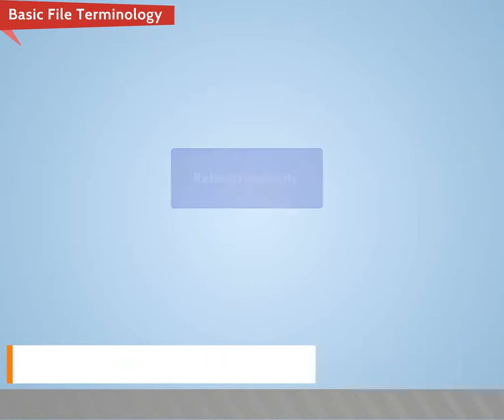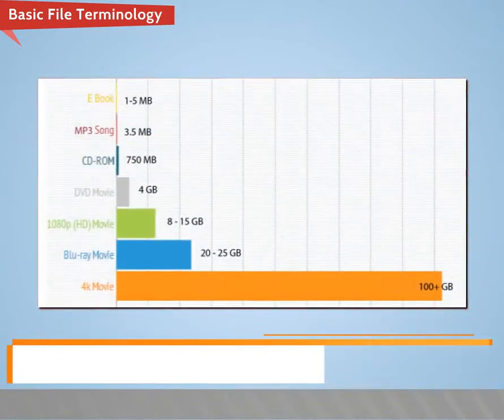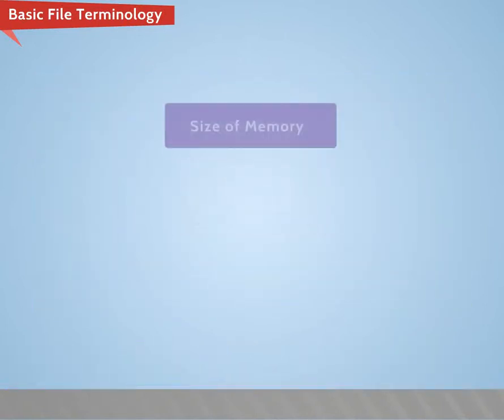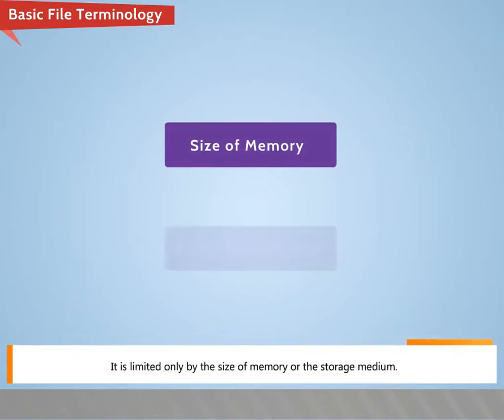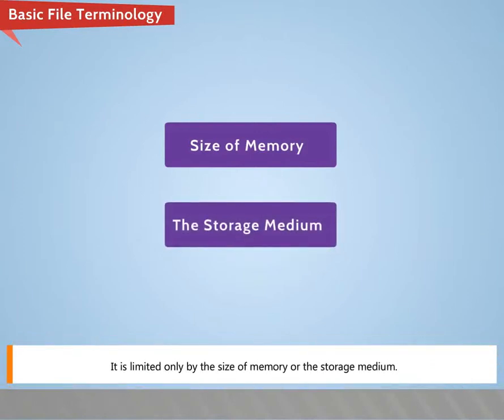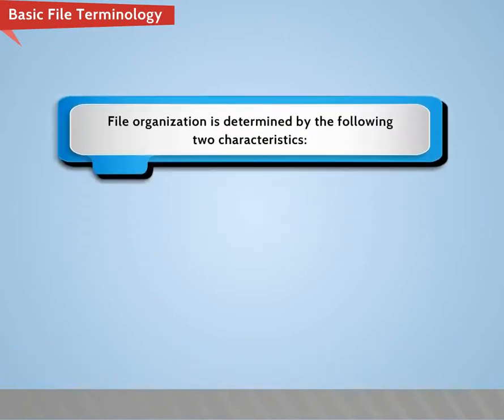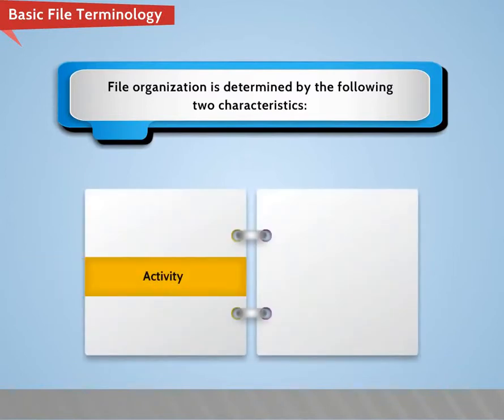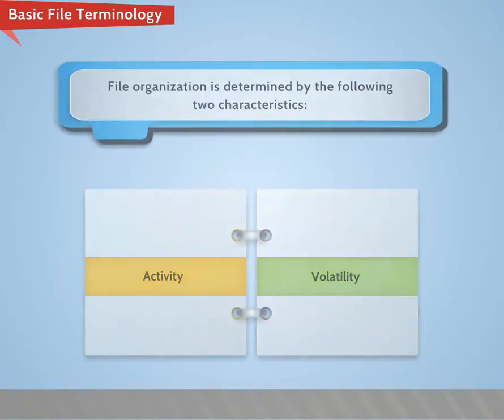A file is a collection of related records. There is no restriction on the size a file can grow to. It is limited only by the size of memory or the storage medium. File organization is determined by the following two characteristics: activity, volatility.